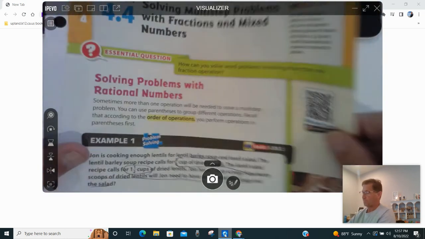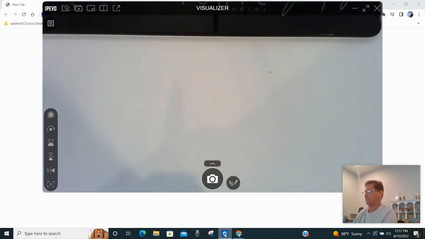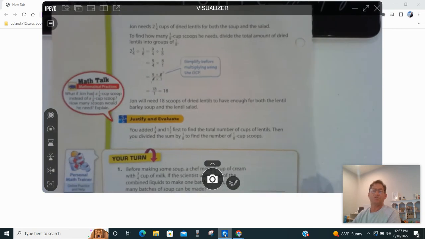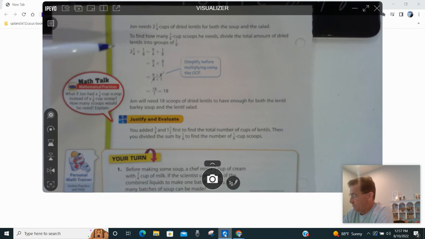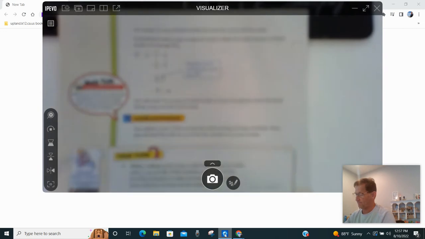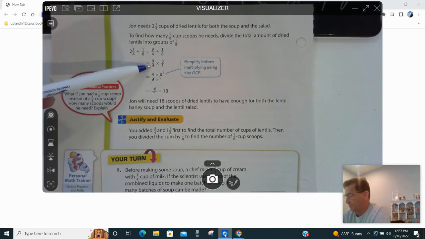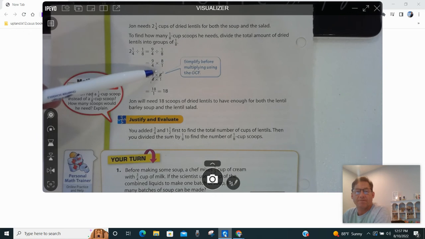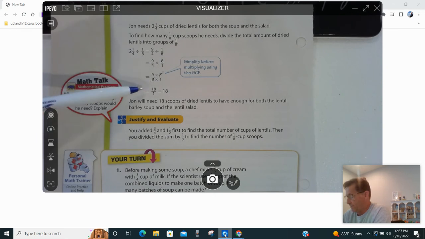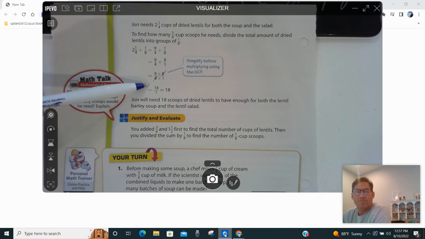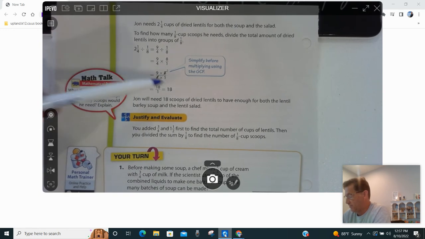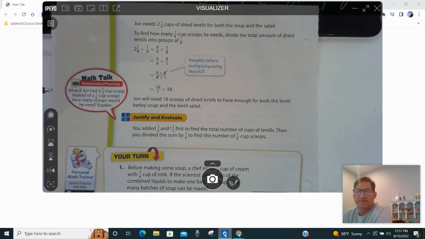Okay, so page 98. He needs 2 1/4 cups of dried lentils for both the soup and the salad. To find how many 1/8 cup scoops he needs, he divided the total amount of dried lentils into groups of 1/8. So 9/4 times the reciprocal of 1/8. We can reduce the 4 and the 8 by dividing by 4. So we'd be left with 18 over 1. So he would need 18 scoops of the dried lentils.